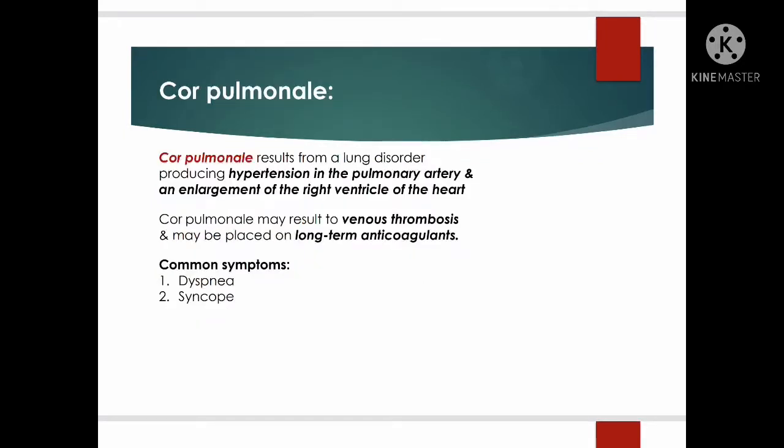Cor pulmonale results from a lung disorder producing hypertension in the pulmonary artery and an enlargement of the right ventricle. As for the acute, it's from pulmonary embolism, and for chronic, it's from COPD. It results from alveolar hypoxia and common symptoms include dyspnea and syncope. Patient may also experience chest pain. The chest X-ray reveals enlargement of the right ventricle and proximal pulmonary artery. It may result in venous thrombosis and the patient may be placed on a long-term anticoagulant.